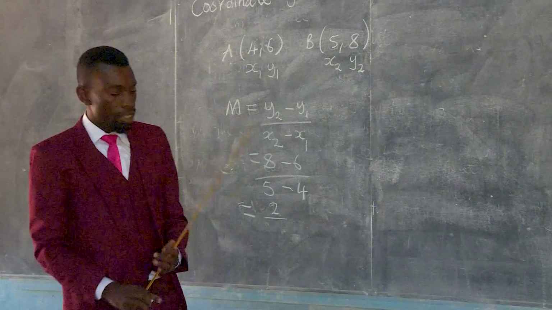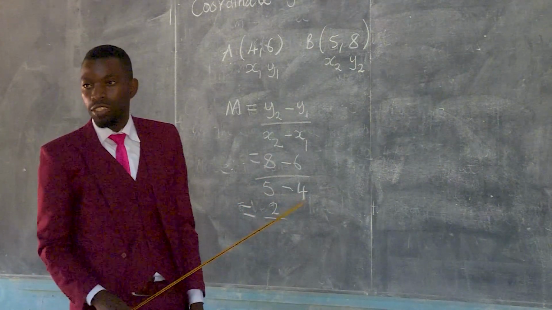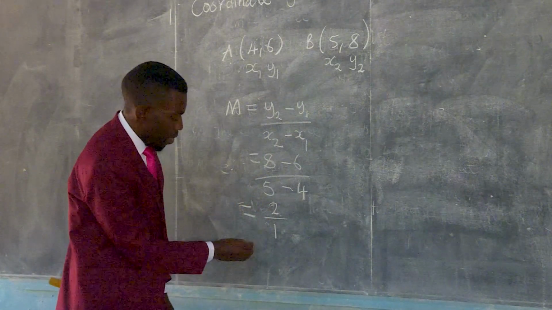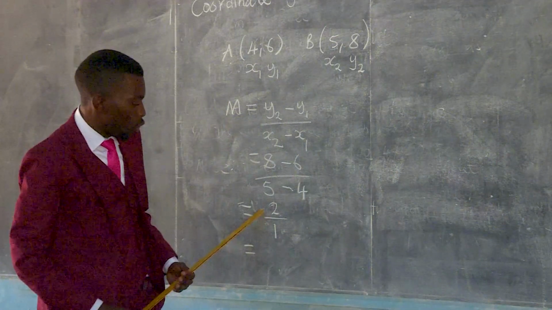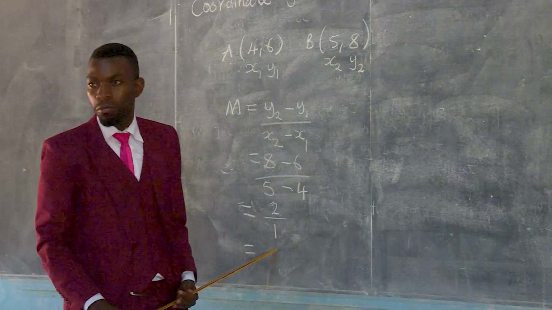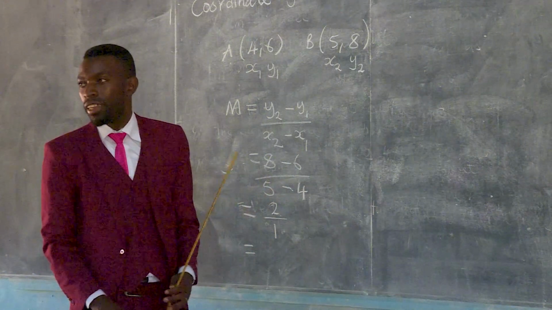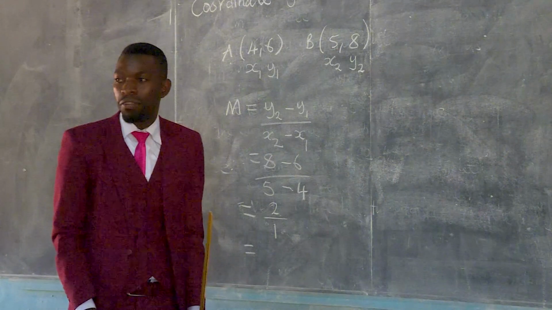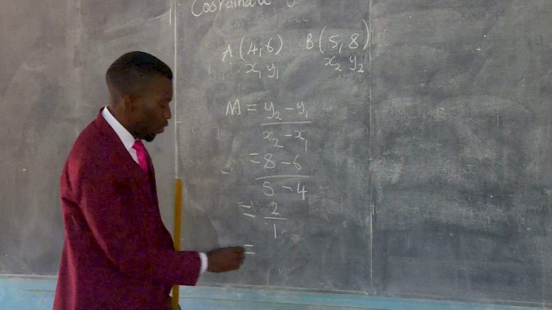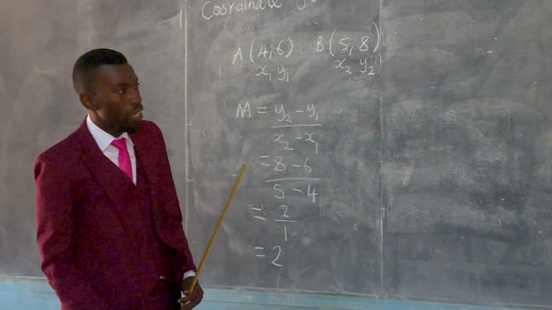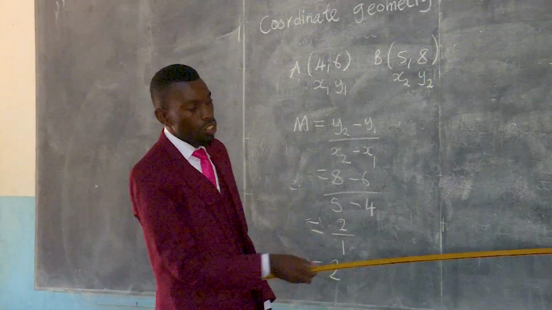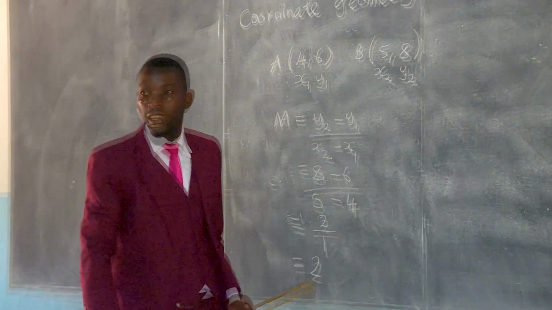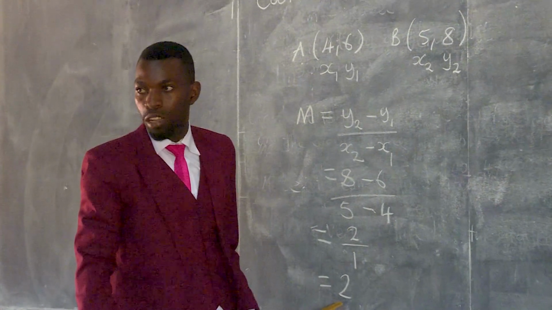We come down, 5 minus 4. Yes, sir? 1. Then you have 2 divided by 1. Joseph, 2. So it will be 2. So meaning that a straight line which has these points, its gradient will be 2. We proceed to another example.